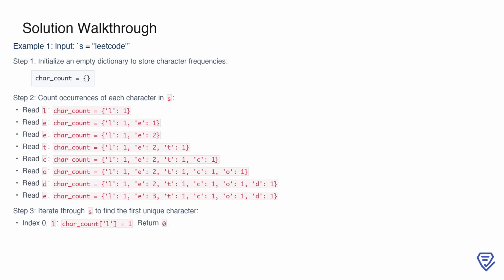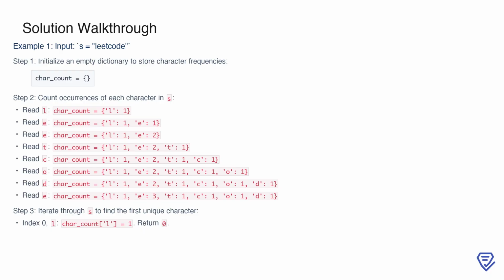To solve this problem, we start by initializing an empty dictionary called char_count. This dictionary will be used to store the frequency of each character in the string. As we iterate through the input string s, we update the dictionary with the count of each character. For example, when we encounter the first character L, we add it to the dictionary with a value of 1. The next character is E, which is also added with a count of 1. When we encounter E again, we increment its count to 2. This process continues for each character in the string until we have the frequency of all characters.